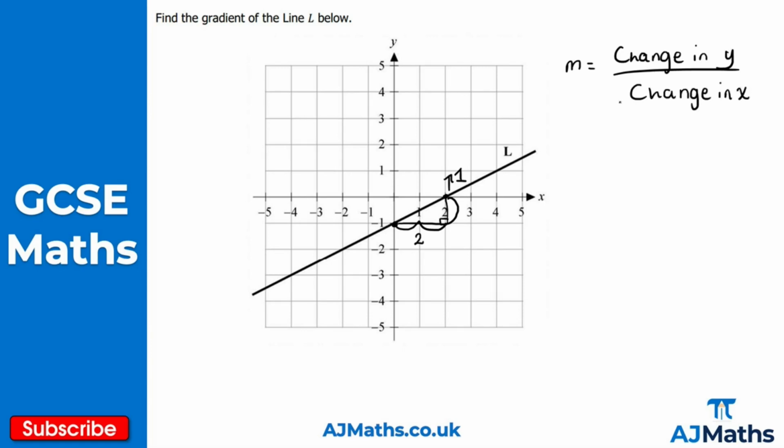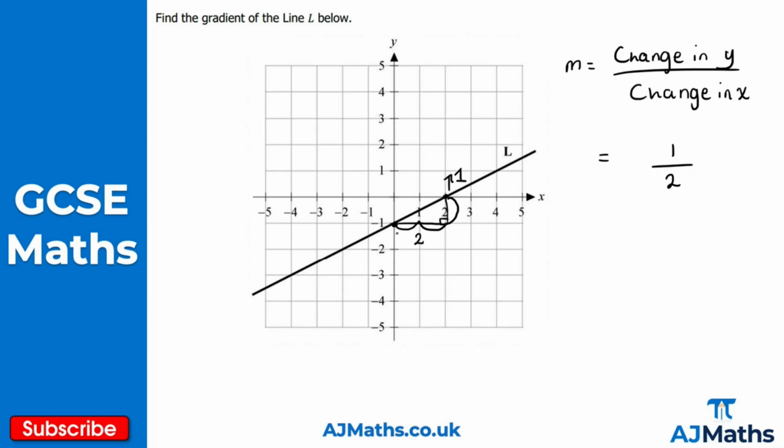Okay. Well, in this case, the change in y is how many units we went up, which was 1. And the change in x, how many units did we go across? Well, that was 2. Okay, so we went across 2 units. We get 1 over 2. And we can't simplify this any further. Okay, so in this case, the gradient is a half. So what that's telling you is for every unit you go across, we go up half a unit.